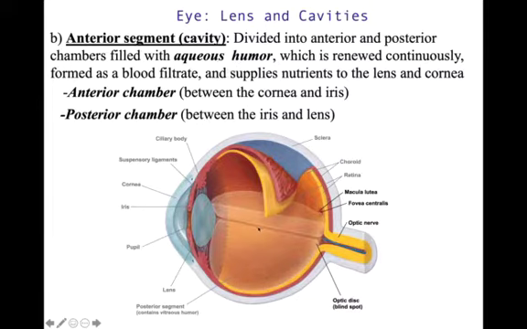Unlike the vitreous humor, which is not renewed in your lifetime, aqueous humor is constantly renewed in your lifetime. It is a blood filtrate. What is it going to supply? Nutrients to the lens. It's also going to supply nutrients to the cornea.